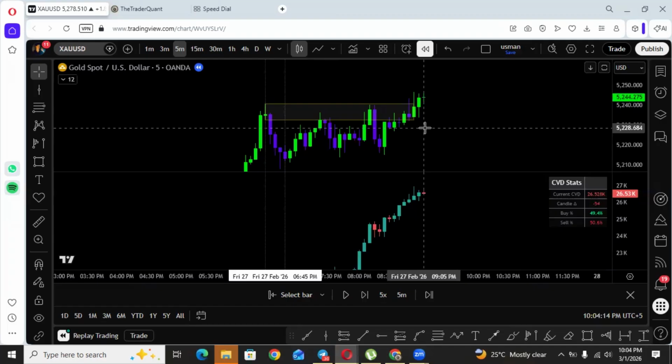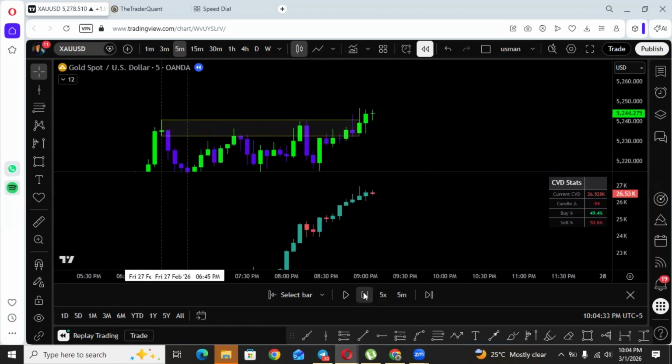Create the strategy where most of the people get trapped, and you have to enter from there. Using that tool, master the tool, create a strategy, master the tool with that strategy, and then just trade silently. Okay, so let's play the chart.